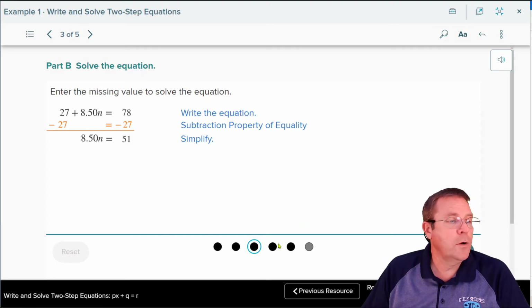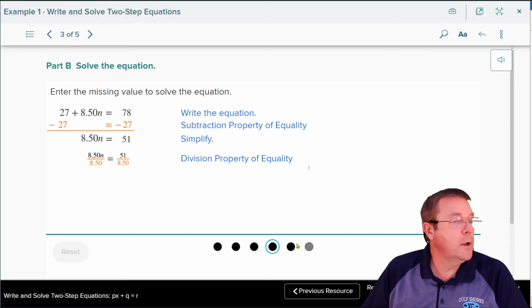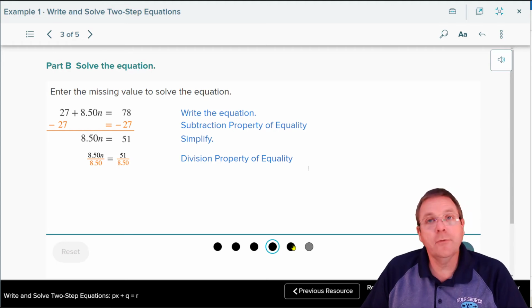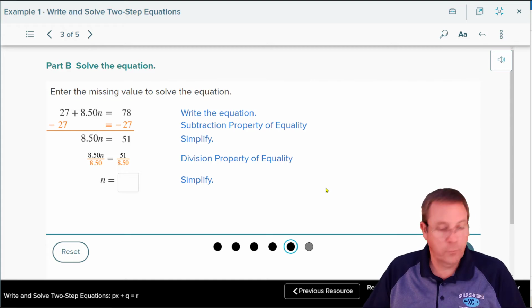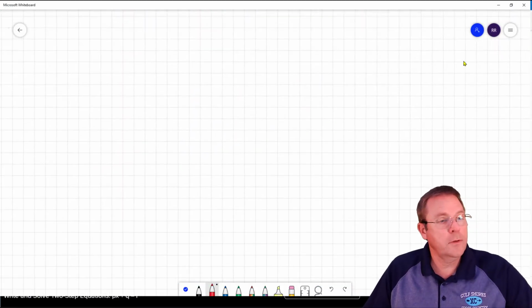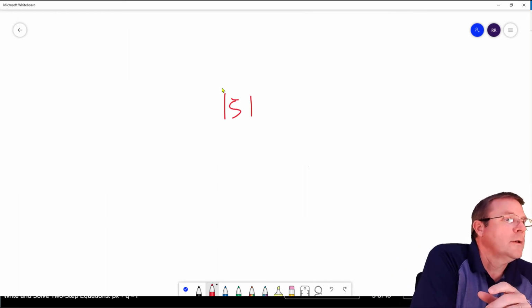From there, we're going to undo multiplication and division by dividing by 8.50 on both sides. The 8.50s on the left are going to divide out, leaving a 1. You can put a 1 or a line through them. And then on the right-hand side, well, now we're going to have to do some real grunt work. So we're going to come over and do, let's find some clean real estate, 51 divided by $8.50.